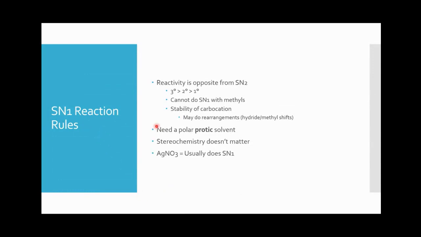With SN1, it is kind of the opposite of SN2, where SN2 favors tertiary, but you cannot do SN1 with methyls. You have to look at the stability of carbocations. It may do rearrangements such as hydride or methyl shifts, and in this case, you need a polar protic solvent. Another thing is that sometimes they give you AgNO3. That's usually going to give an SN1 product.